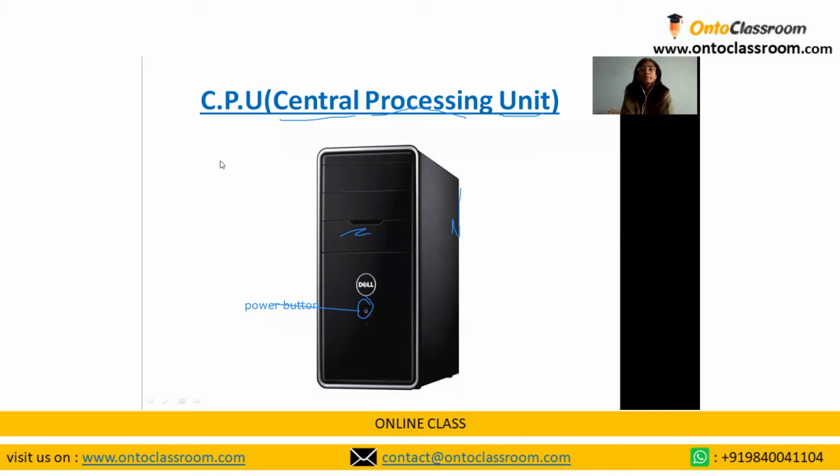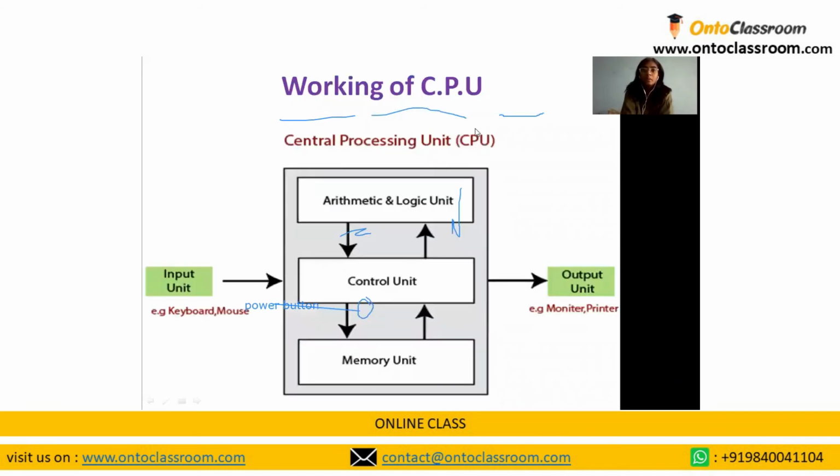Now next is working of the CPU. Now we all know that CPU has three things: arithmetic unit, logic unit, and memory unit. So arithmetic is used for doing all the logical work, all the maths is done in arithmetic unit. And then there is a control unit, in which when we put input, it goes into the control unit. The control unit processes it, and then it further comes to us as output.